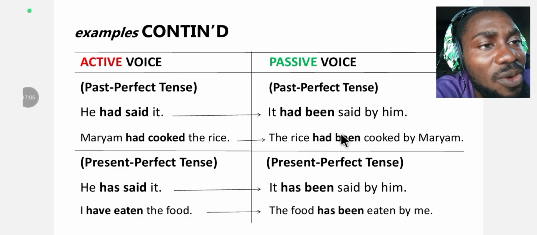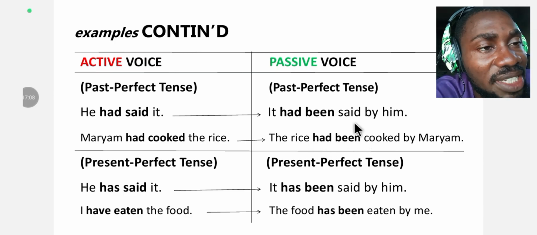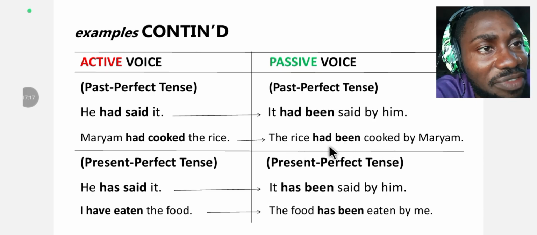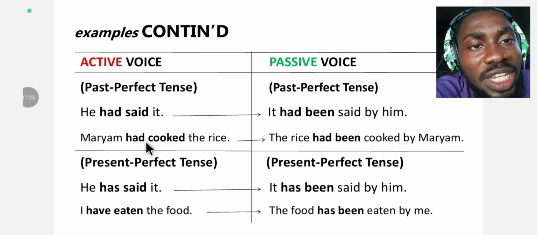A perfect tense. Why? B-E-E-N, the E-N form of this being, and also this cooked ending in E-D, makes this what? A past tense. So this one is the perfect. Had is the perfect. The been and cooked is the past tense. And looking at this side, the active voice, had is what? The perfect tense here. And cooked is the what? The past.